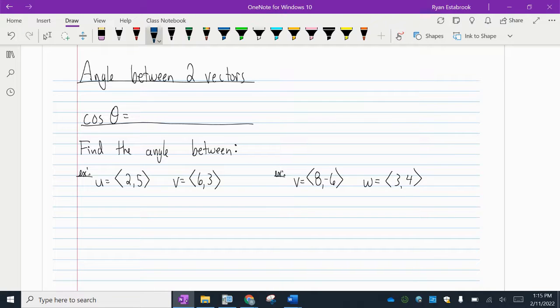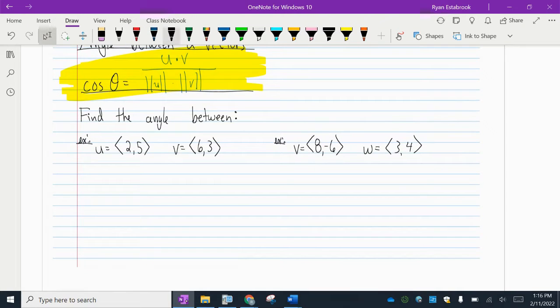The formula is the cosine of theta. The cosine of that angle between the two vectors is u dot v, so find the dot product, divided by the magnitude of u times the magnitude of v. I'm not going to derive this. It's a variation on the law of cosines. But this is a way we can find the angle in between two vectors. Let's go through an example of this. What does this mean? How do we actually use it?